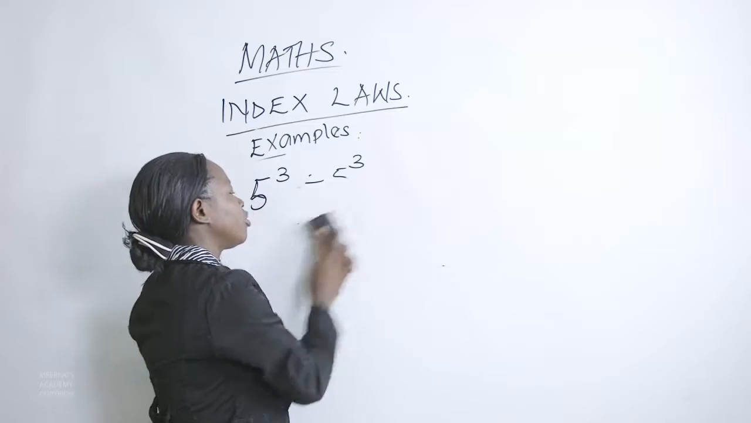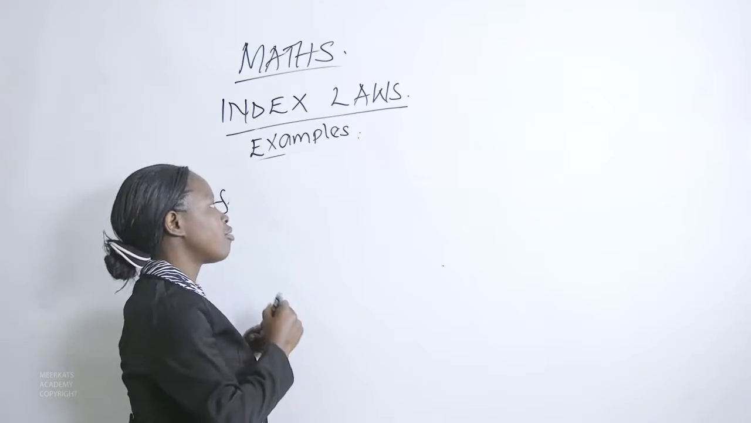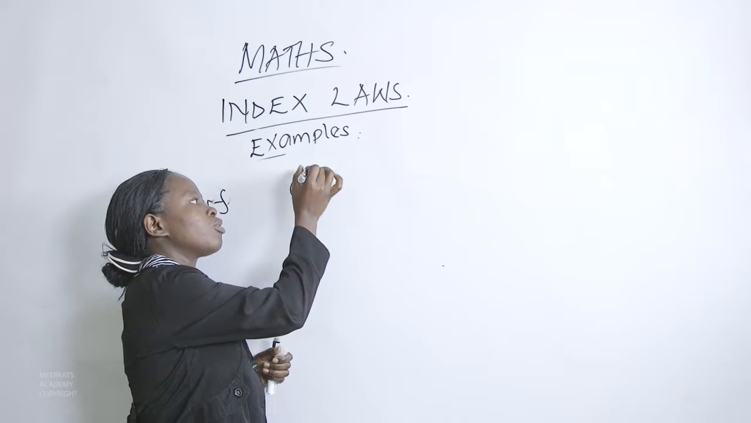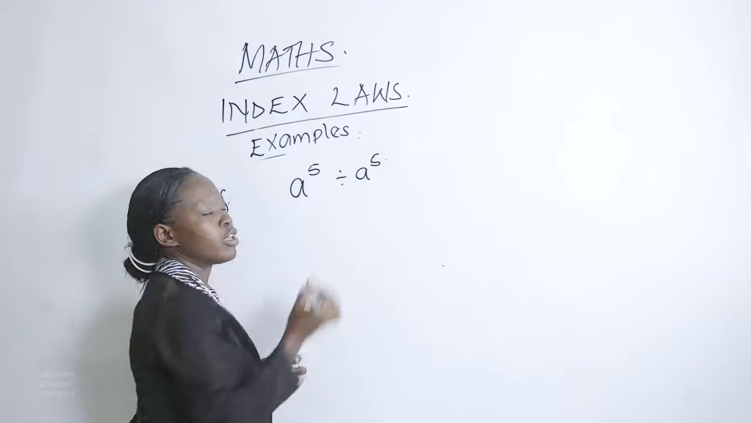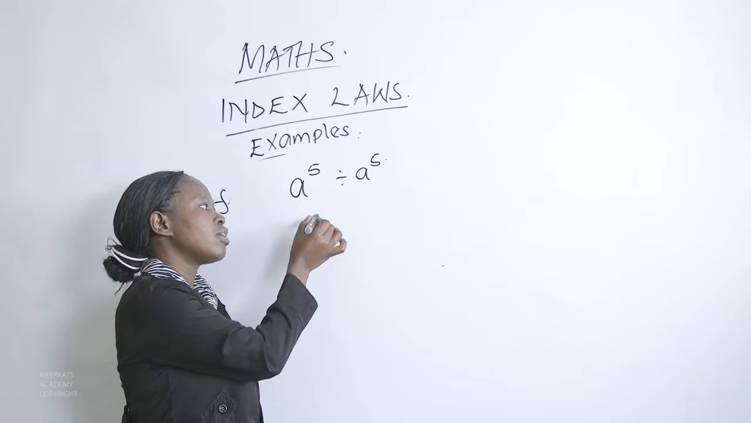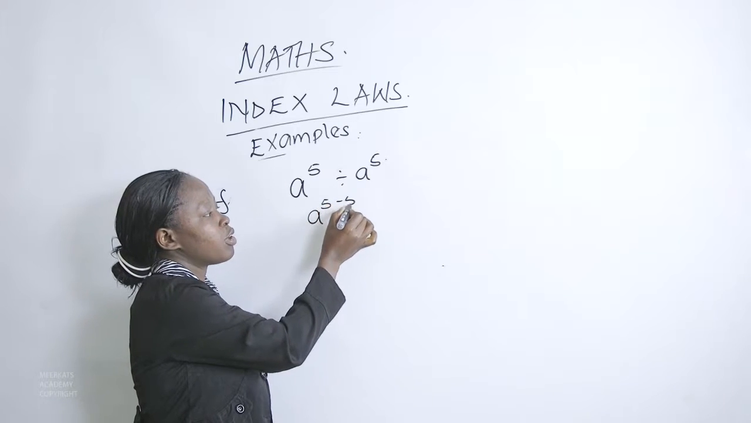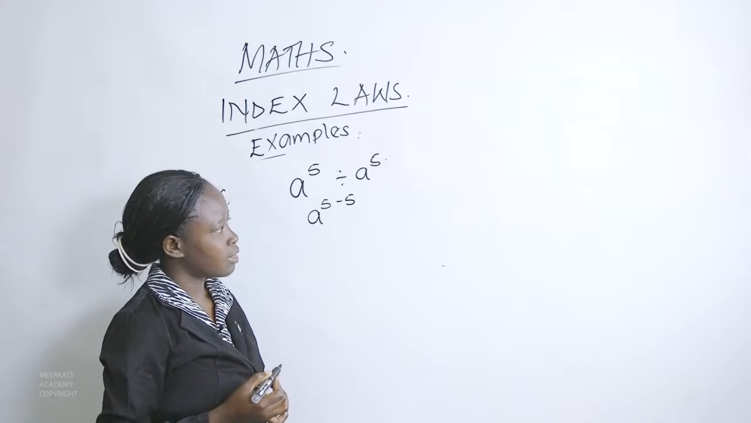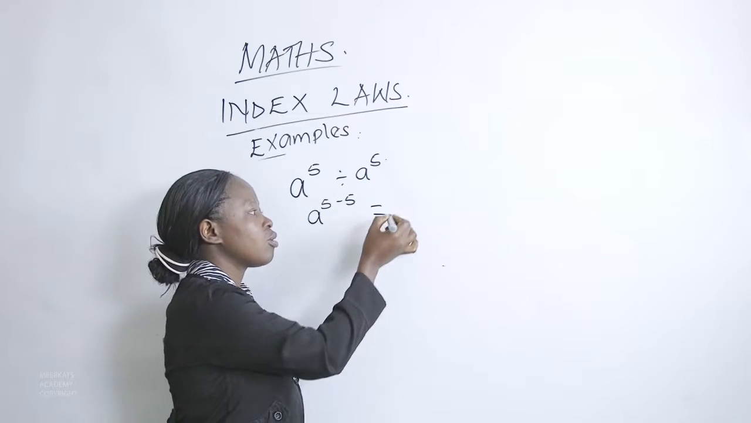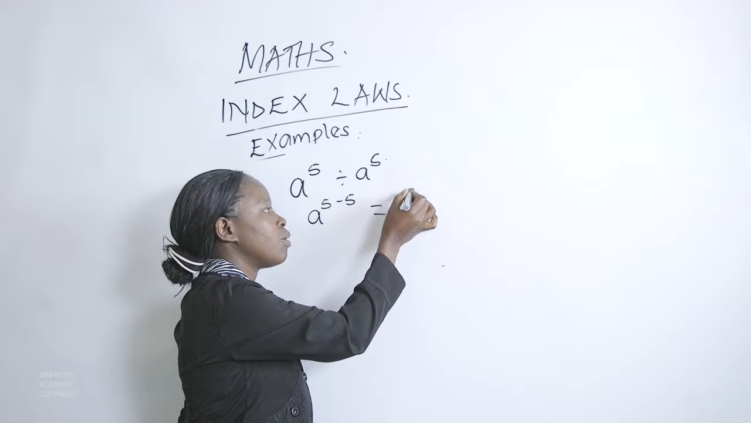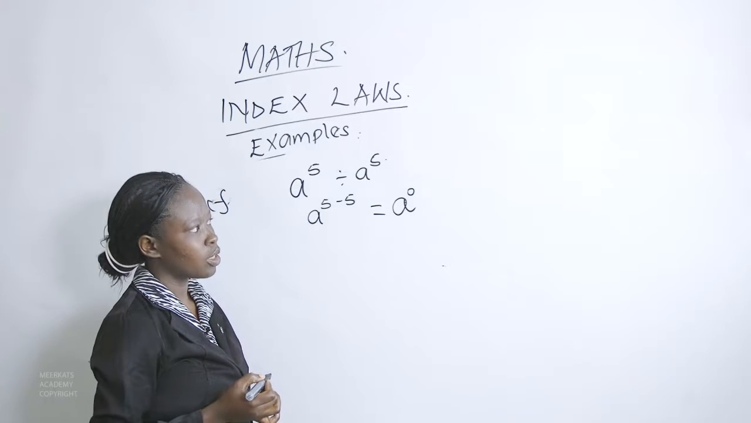and find out if it will give us the same value. So if I have a to the power of 5 divided by a to the power of 5, then it means that I have a to the power of 5 minus 5 using the laws of indices. So 5 minus 5 will be 0. So this means that this is a to the power of 0. We want to prove if a to the power of 0 is 1.